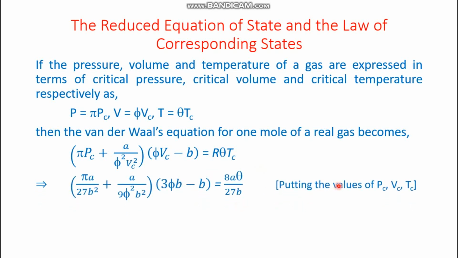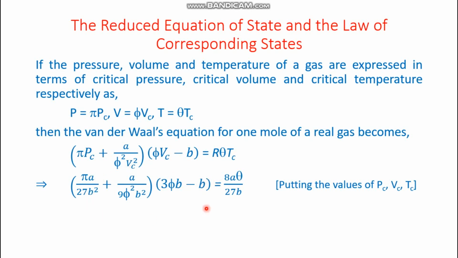And if we put the values of Pc, Vc and Tc as obtained from equation number 48, 49 and 50, then Pc is nothing but A by 27b squared, so pi into A by 27b squared. Okay, Vc is nothing but 3b. So in place of 3b whole squared it becomes 9b squared, and phi squared is present as usual here. Here in place of Vc we are writing 3b.